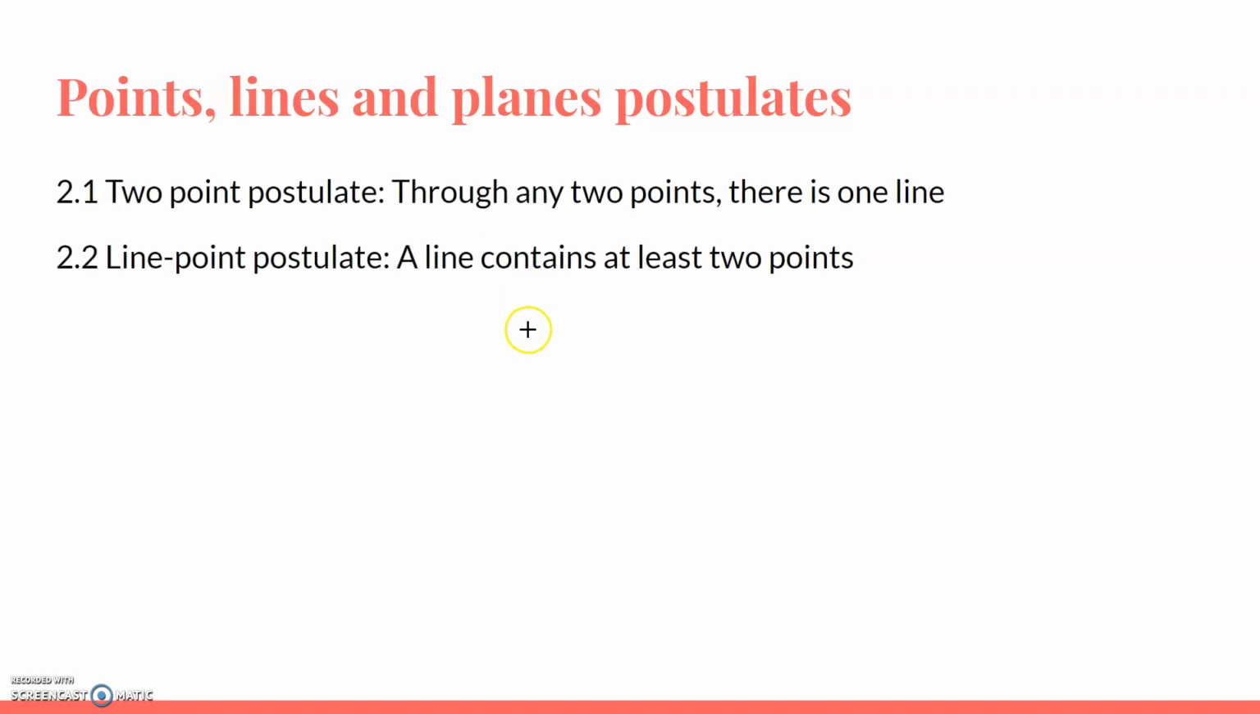Alright, so first, the two-point postulate and the line point postulate. The two-point postulate tells us that through any 2 points, there's one line. The line point postulate tells us that a line contains at least 2 points. Here we can see that that is true. A line does contain at least 2 points, and a line needs 2 points for it to exist.